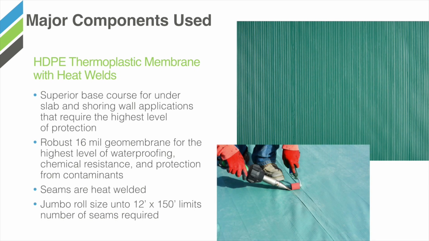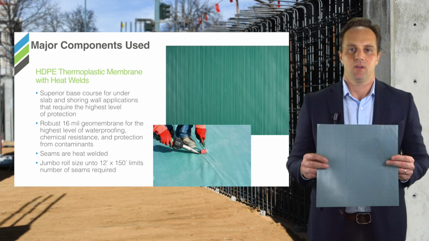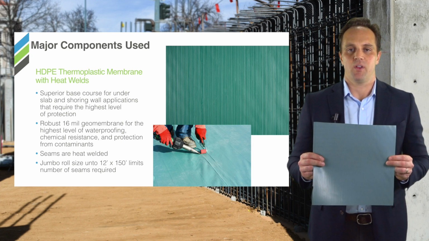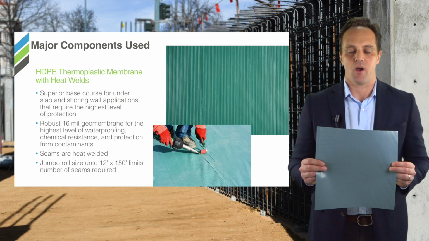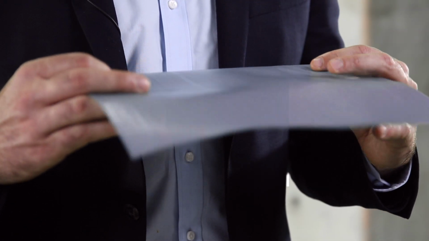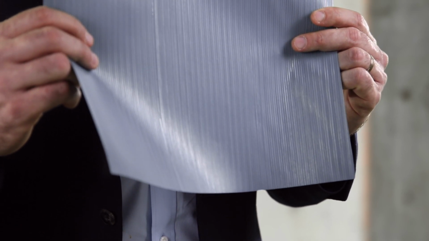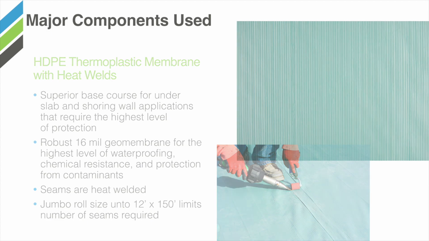An upgrade to a standard geocomposite base sheet is a thermoplastic heat welded sheet. These seams are welded every 12 feet on center, and the heat welding provides superior protection against chemical impacted groundwater as well as groundwater conditions. This provides an ideal substrate for underslab applications as well as vertical wall applications, and provides the highest level of chemical resistance of any product on the market.